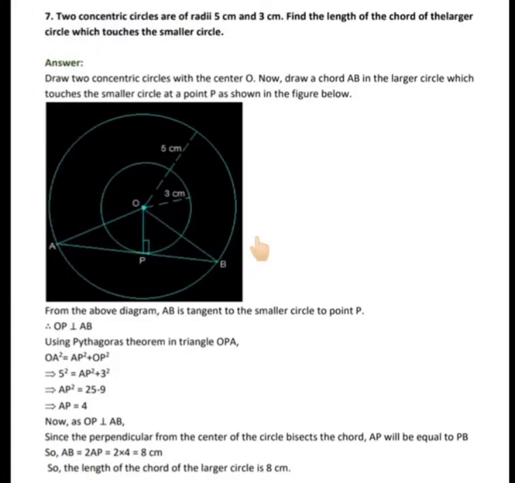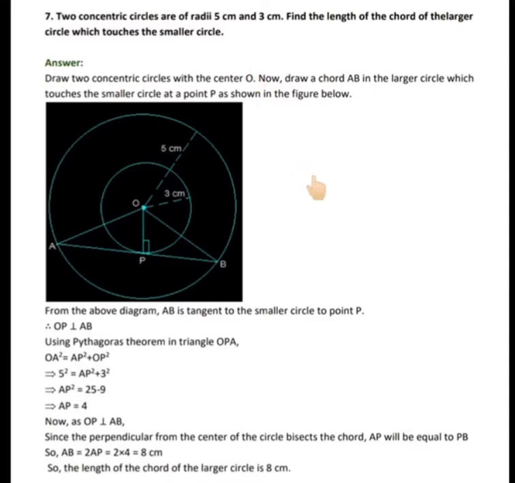After question number 3, we will solve question number 7 of the same exercise, which is exercise 10.2. First of all, listen to what the question is. Two concentric circles of radii 5 centimeter and 3 centimeter. Find the length of the chord of the larger circle which touches the smaller circle at some point.